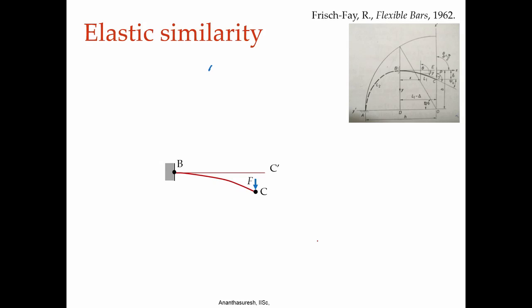So, let us look at this principle of elastic similarity, keeping in mind what this phi geometrically means. This is all taken from the excellent book by Frisch-Fay called Flexible Bars, written in 1962, and there is a picture of that taken from that. The notation used in that is different from the one that I am using, so we should not get confused.